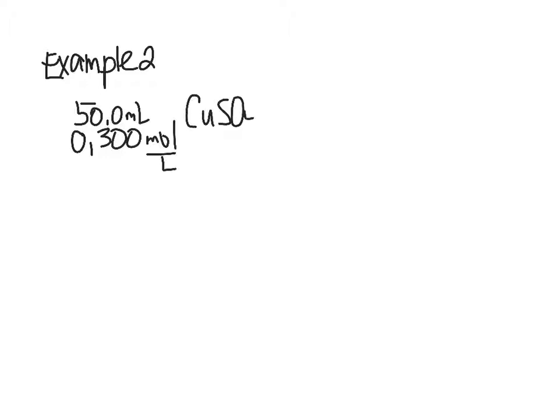This is the solution to the second example for calorimetry. We have 50 milliliters of 0.300 mole per liter copper 2 sulfate solution. We mix it with an equal volume, so again 50 milliliters, of 0.6 mole per liter sodium hydroxide.